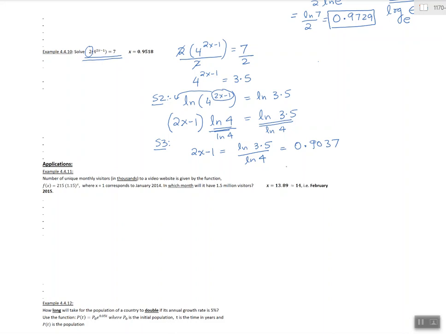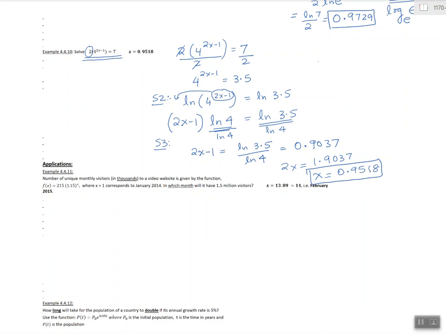Now add 1 on both sides, so you get 2x is equal to 1.9037, and now divide by 2, and when you do that, you're going to get x equals 0.9518. So that's your answer.